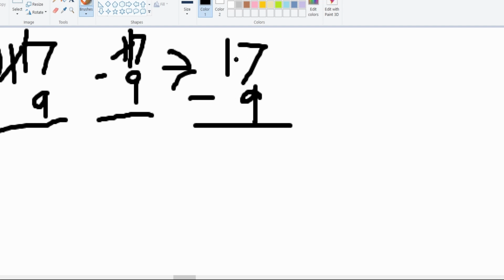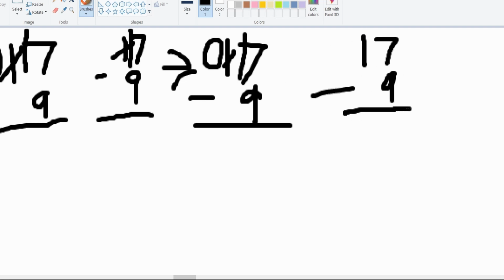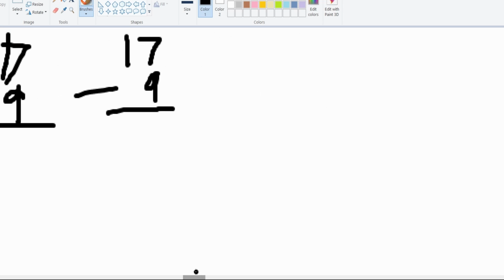So next we're going to want to cross out this 1, make it a 0, and have the 7 borrow it for a bit. So now we have 17 minus 9. This makes it a lot easier. And so what you're going to want to do is subtract 9 from 17.